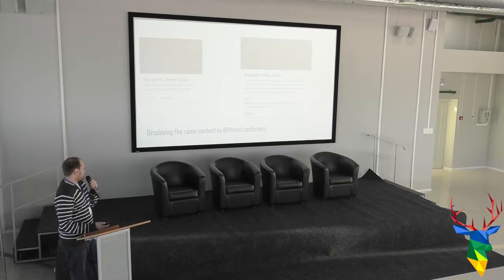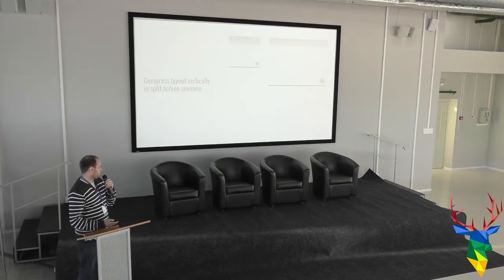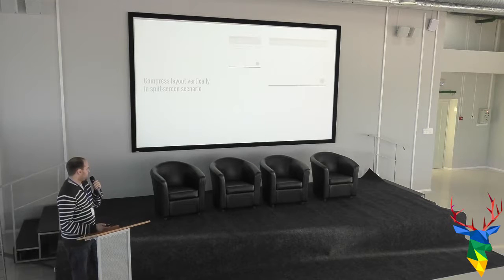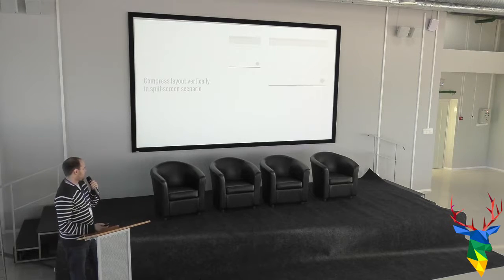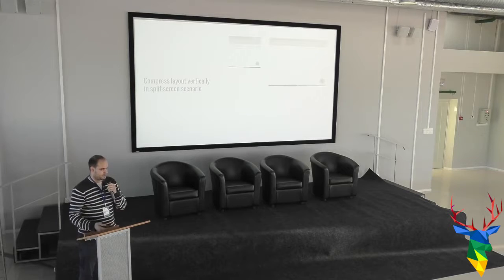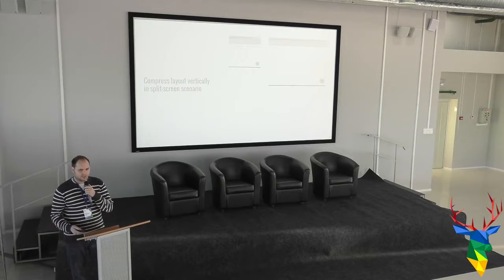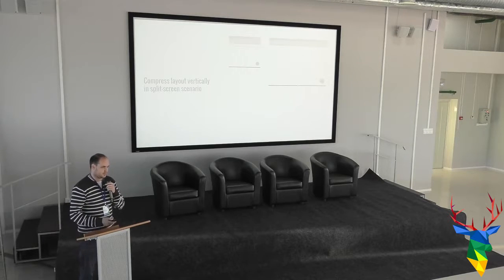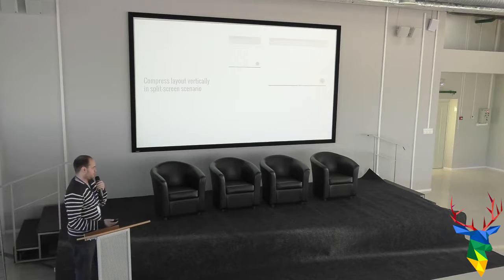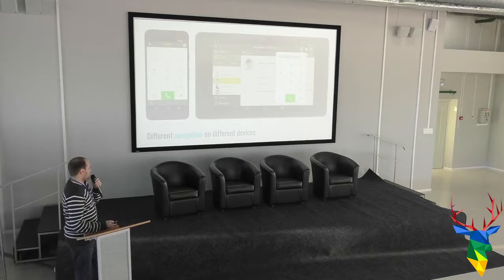So another example is to display the same content in different containers here, and our new best friend, the split screen. So we have to compress the layout vertically and allow it to scroll. So this is another problem for people who are building UIs.